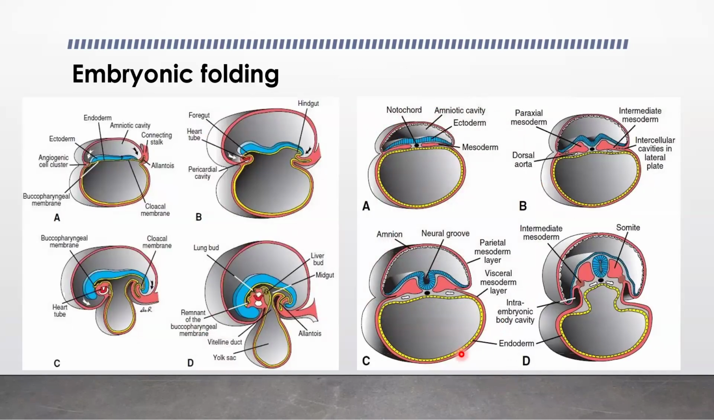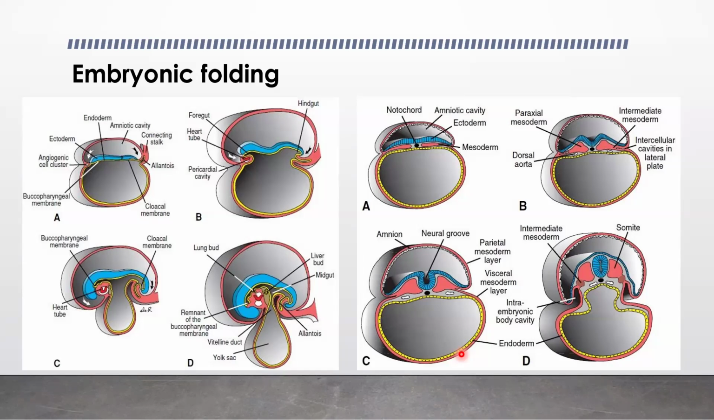So let's talk about the embryonic folding. Maybe as I do this, I like to engage a little bit. Maybe someone can be putting in the chat box, what are the results of transverse and longitudinal folding? What do you think are the results of transverse and longitudinal folding as I try to talk about this?